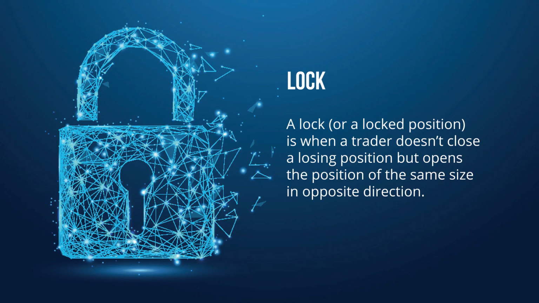So the next term is called lock. Lock happens when a trader doesn't close a losing position, but opens a position of the same size in the opposite direction. So, for example, the client opened a deal to buy one lot of Euro USD, and he's losing some money on this deal. Instead of closing this deal, he opens one more deal, also on Euro USD, the same instrument, also for one lot, the same volume, but this time not to buy, but to sell, in the opposite direction. So he has two exactly the same kind of deals, but one to buy and one to sell.